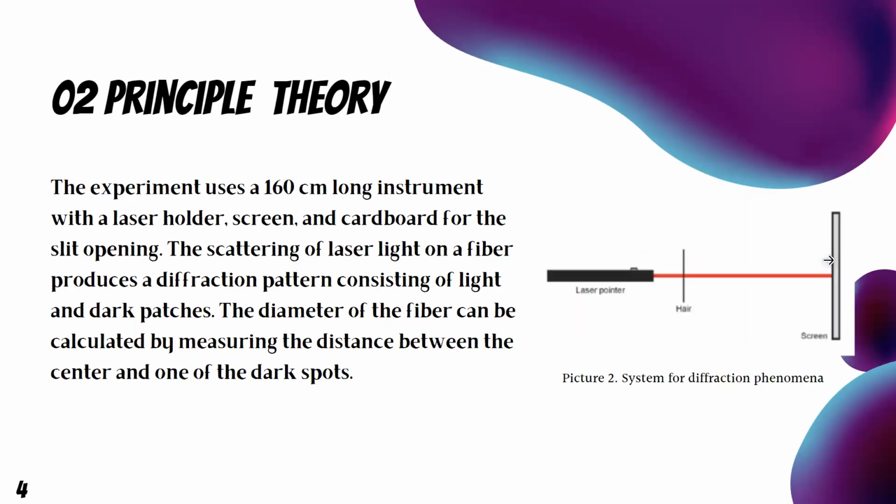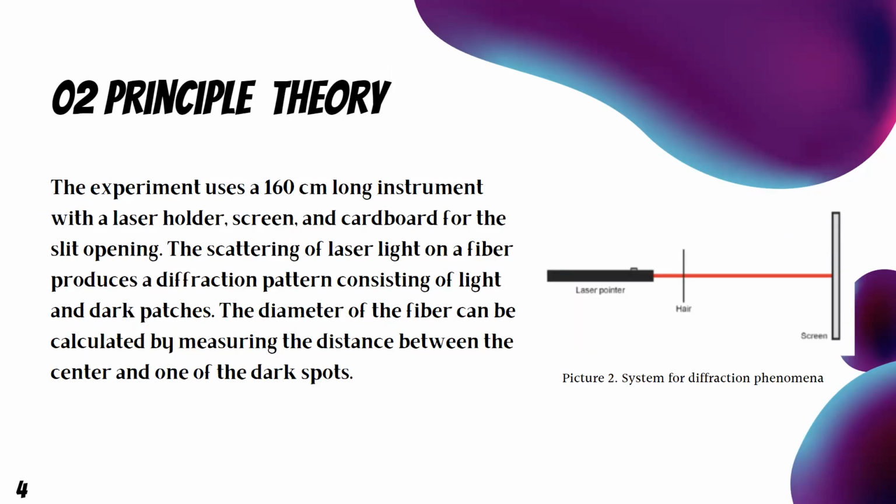The experimental tool was built by joining 3 boxes with a total length of 160 centimeters. A laser holder and a screen made out of styrofoam were glued at the ends of the box, while the slit opening was made of cardboard with a 2 centimeter width of the opening. The slit opening was mounted on a styrofoam in order to stand steadily.